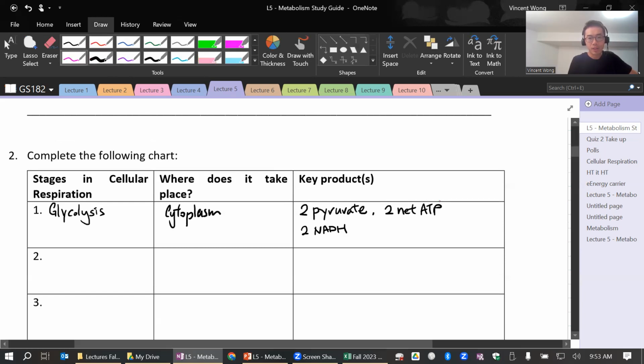And I mentioned this already, but let's put a star here. These ATPs are produced by substrate level phosphorylation. Okay.